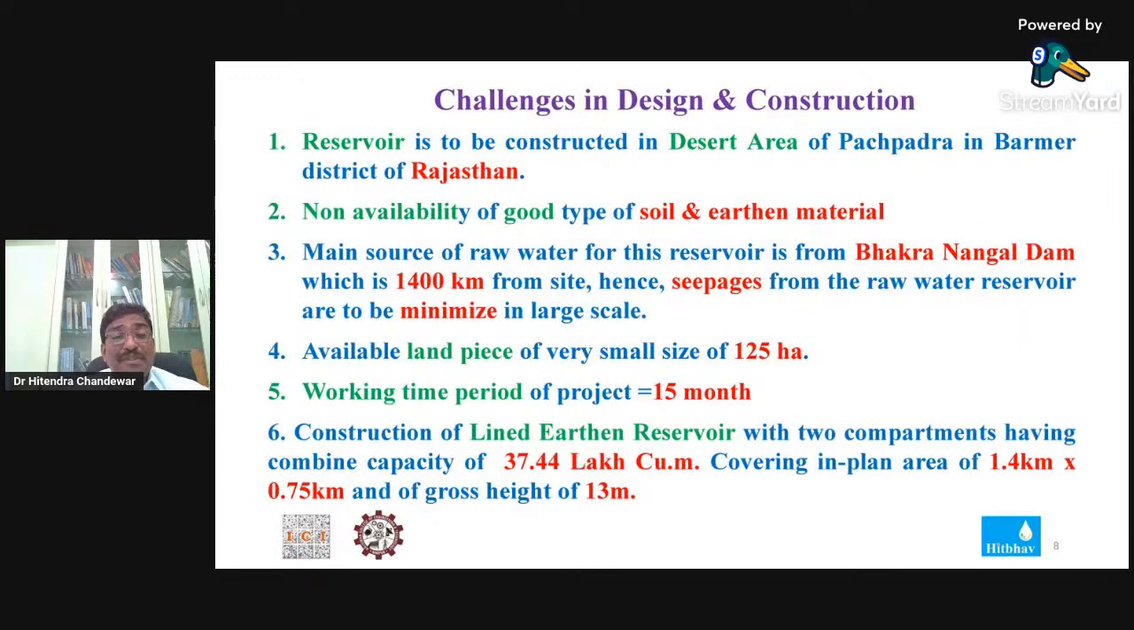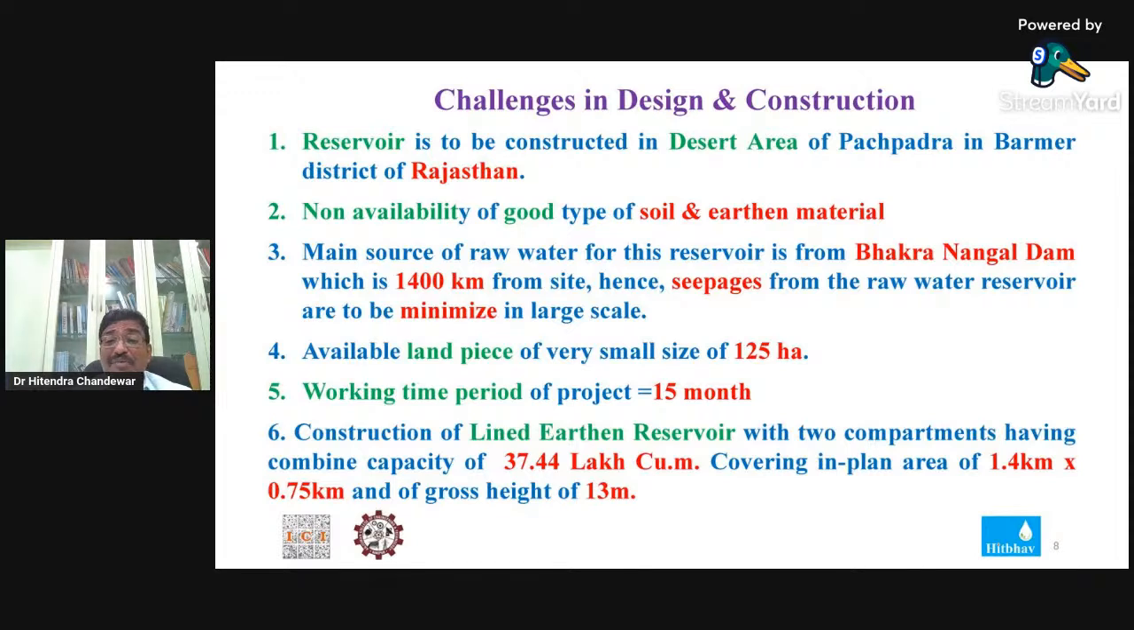Now coming to the challenges in the design and construction: it was a completely desert area. No soil was available, and no water was available for construction, because the reservoir involves a lot of embankment work, and for embankment a lot of water is required to maintain the moisture content in the soil, so as to get good compaction results. And not only was there non-availability of good soil, that earthen material. Again, the challenge was that Bhakra Nangal dam was about 1400 kilometers from the site.